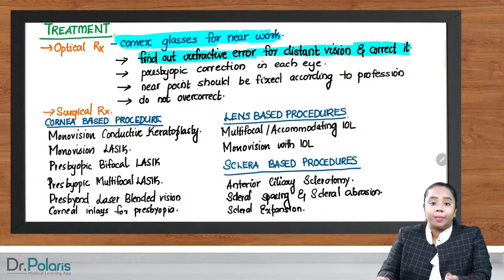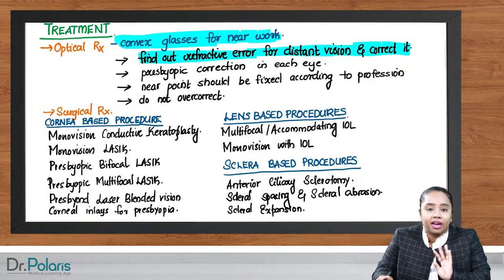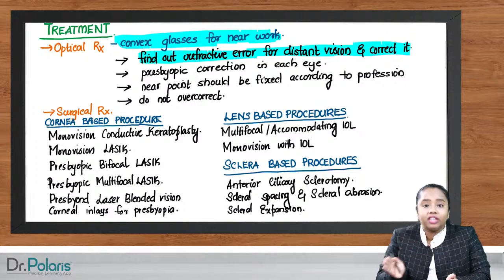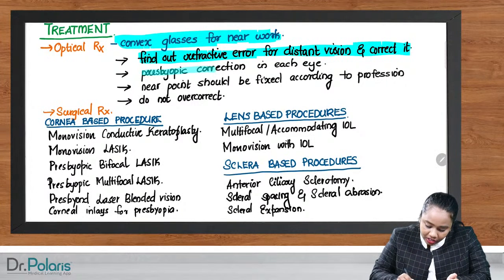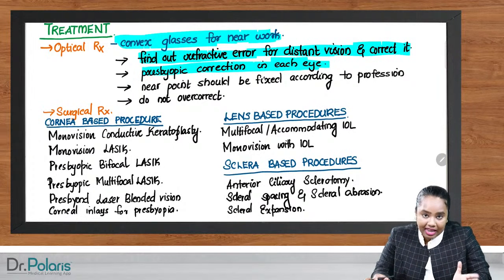The next thing is, presbyopic correction should be done for each eye. If there are problems with the two eyes, each eye should be corrected separately. So, presbyopic correction in each eye should be done accordingly. Now, do not randomly fix a near point just like that.